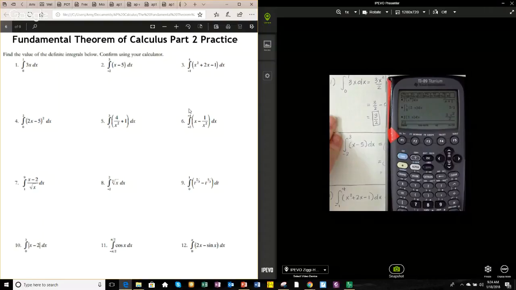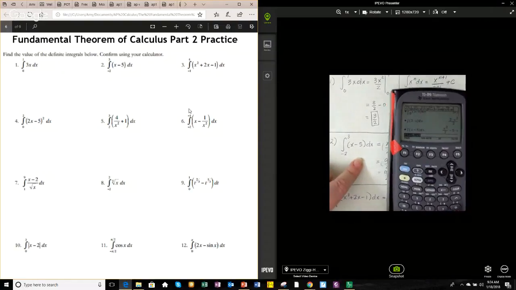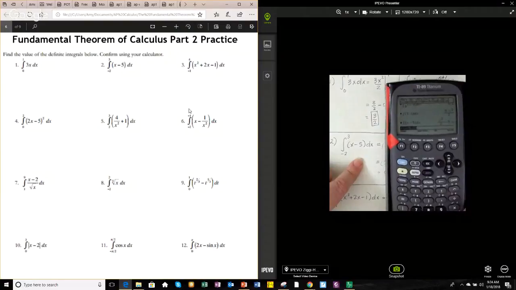All right, so what's our function? It's x minus 5. So we're going to type in x minus 5, and then we're going to go comma the variable x. And I'm going to close this just to see if my antiderivative was right. I said x squared over 2 minus 5x. And there it is. We were right.